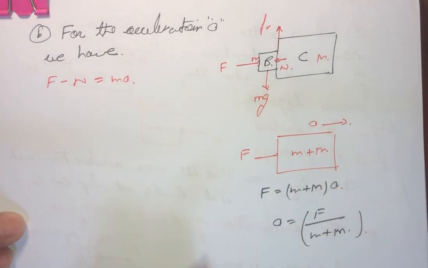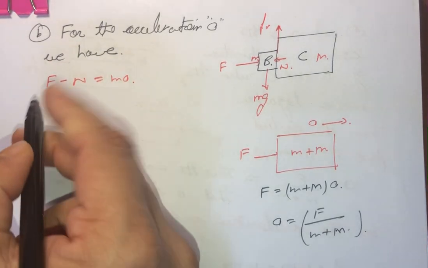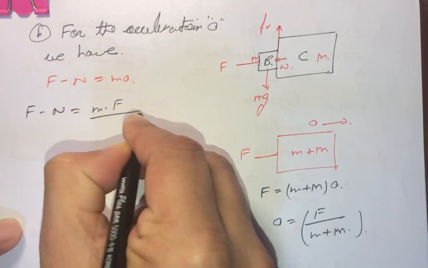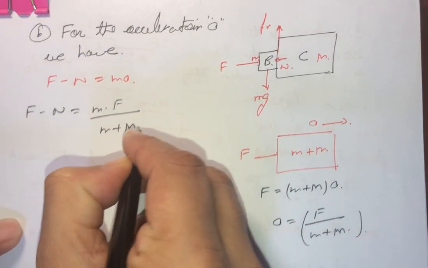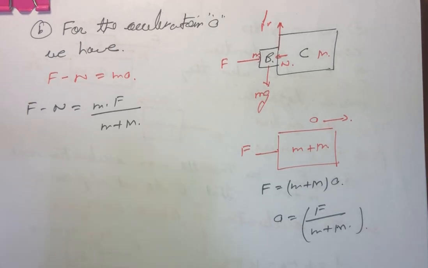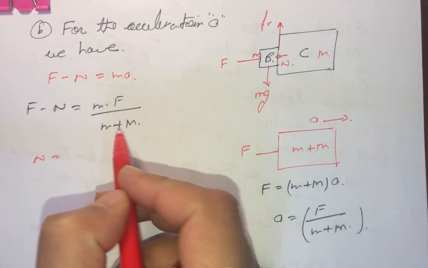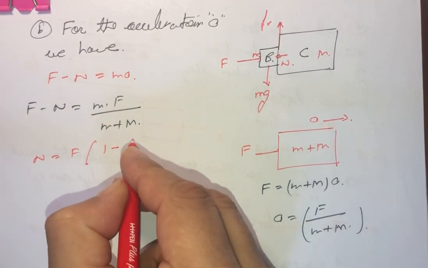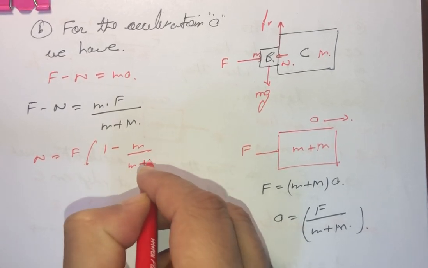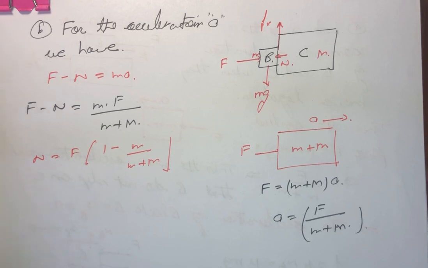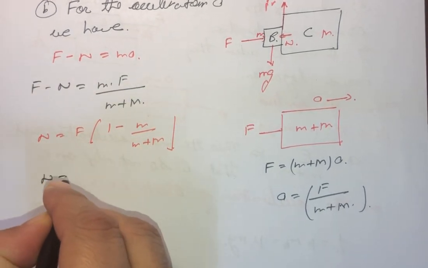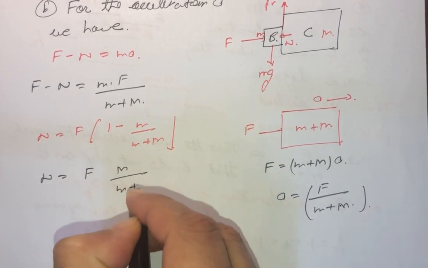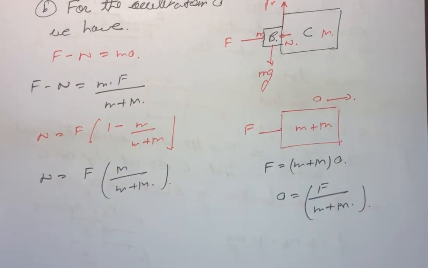So you put the value of A, you get F minus N is equal to m into F divided by (m plus capital M), or from here we can write normal. We take F as common, so this will be coming as 1 minus m divided by (m plus capital M), or we can say normal N will be equal to F times capital M divided by (m plus capital M).